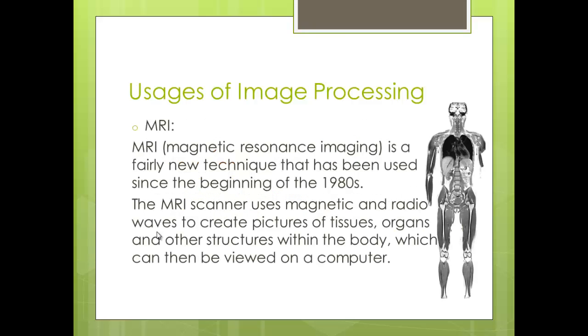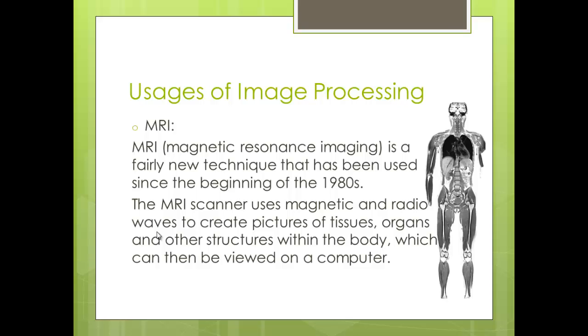Okay, I want to tell you the usage of image processing. Normally, this is used in MRI. MRI is magnetic resonance imaging. It is a fairly new technique that has been used since the beginning of the 80s. The MRI scanner uses magnetic and radio waves to create pictures of tissues, organs, and other structures within the body, which can be viewed on a computer.